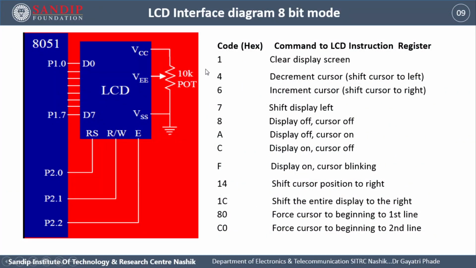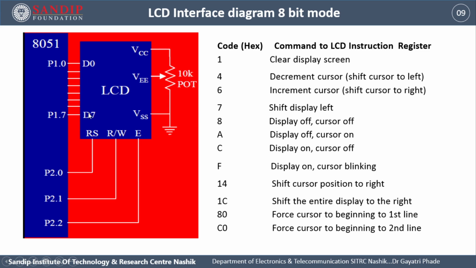Let us come to the interfacing diagram of the LCD in 8-bit mode. The meaning of 8-bit is that we will be sending the 8-bit data, and 4-bit mode means we will be sending the data 4 bits at a time. So here are all the LCD commands we have displayed, so that we can revise the commands and use them.